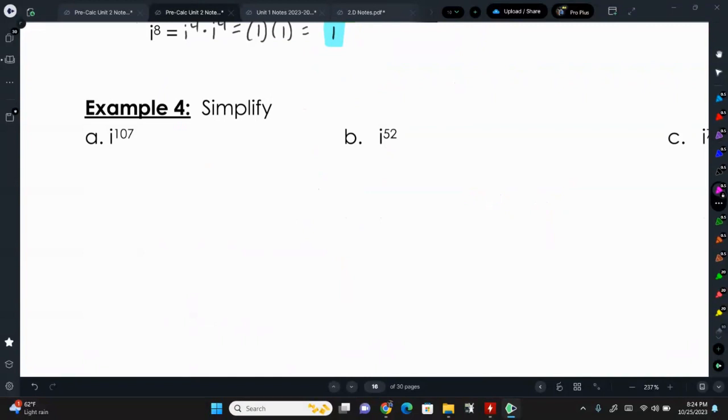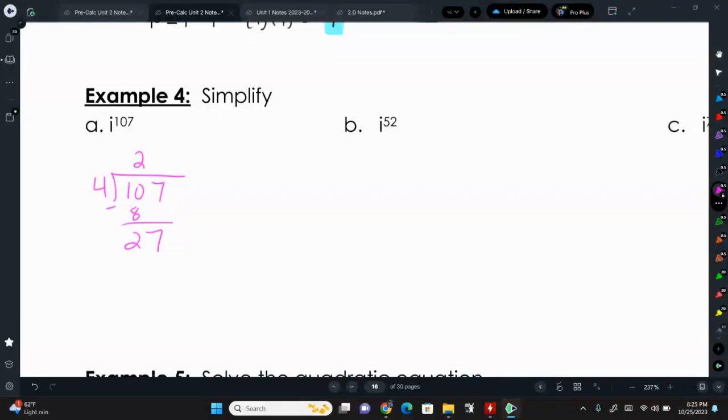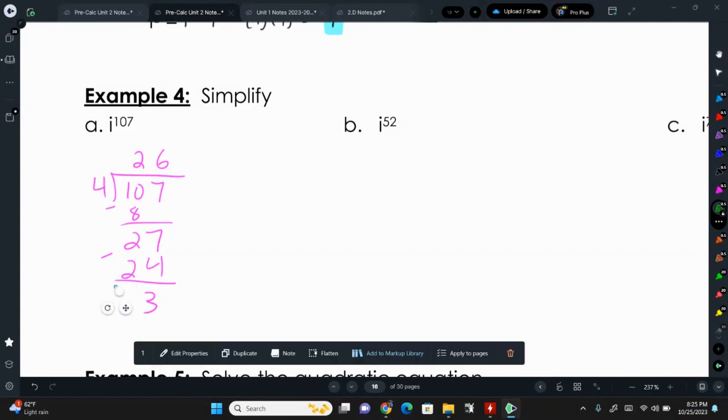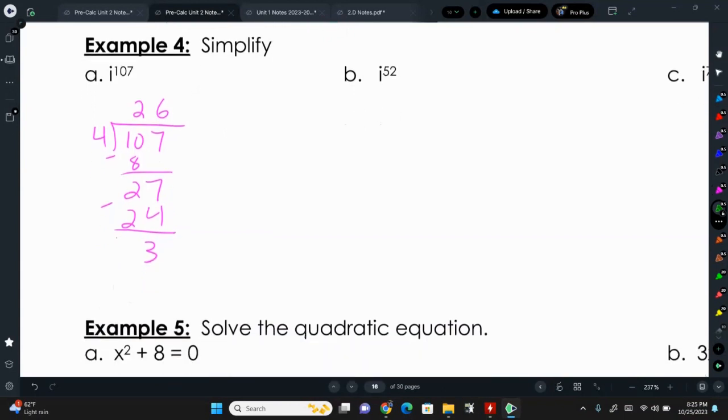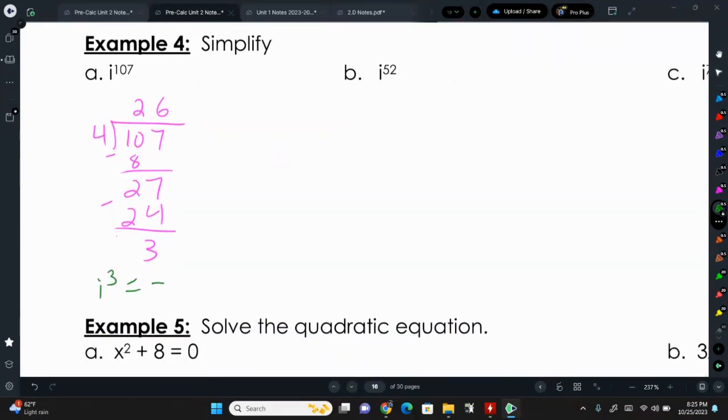So 107 divided by 4. Okay, it goes in 2 times 8. 4 goes into 27 6 times. 6 times 4 is 24. We're left with the remainder of 3. Well, that means that this is going to be equal to i to the third power. So let's write that down here: i to the third power, which is negative i.